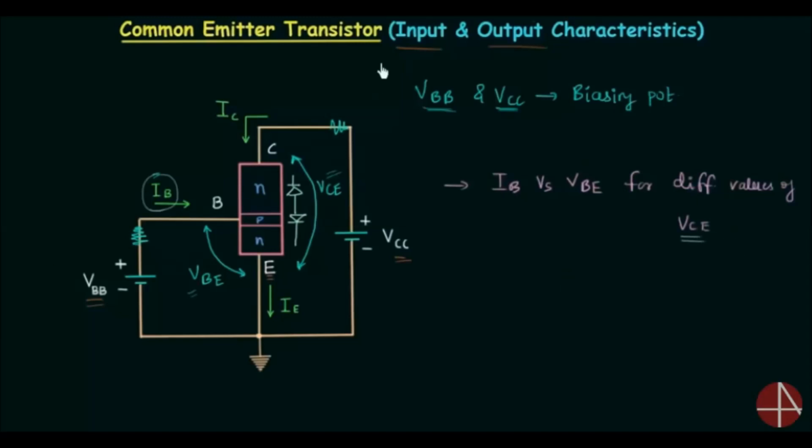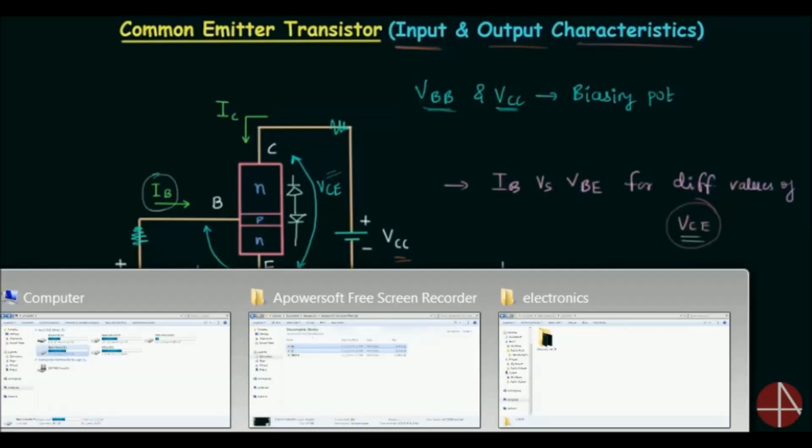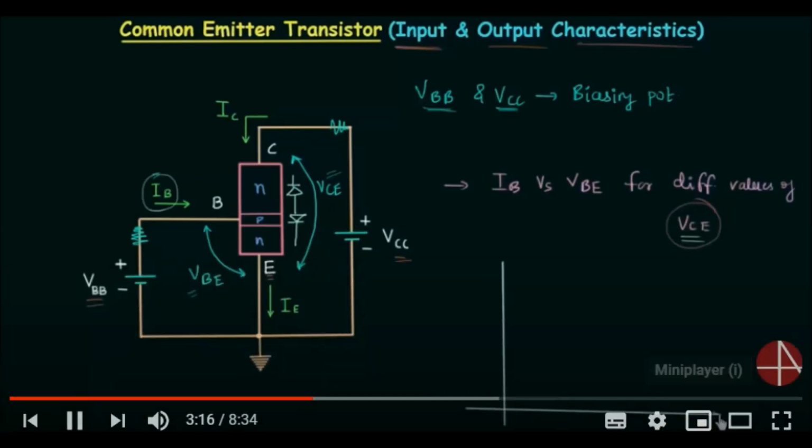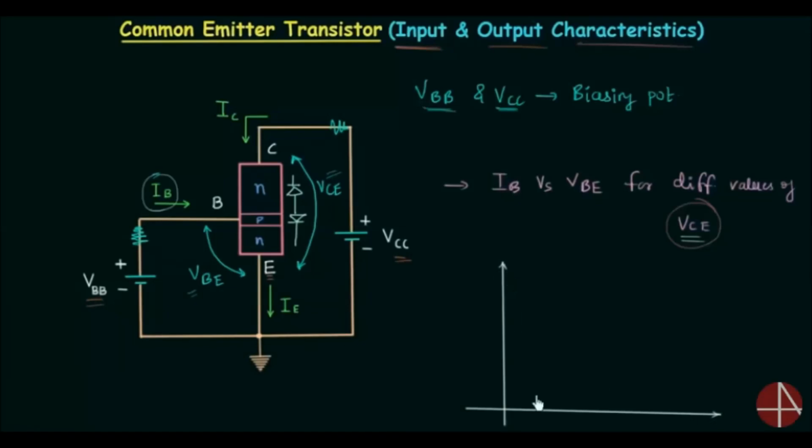I will revise this quickly. The input characteristics of the common emitter transistor is similar to the forward bias diode, because you can see the input current IB is the current through the forward bias diode, and VBE, the input voltage, is the voltage across this forward bias diode. But the important thing is the variation in characteristics because of VCE, the output voltage. I will quickly draw the forward bias characteristics of the PN junction diode.